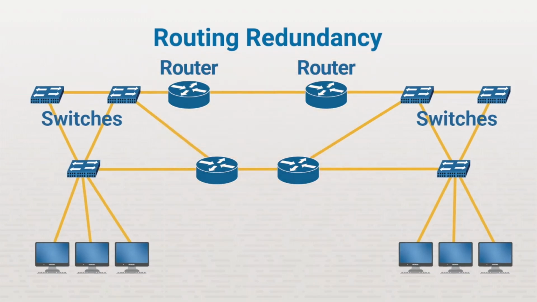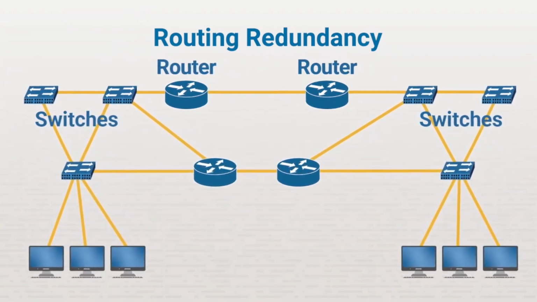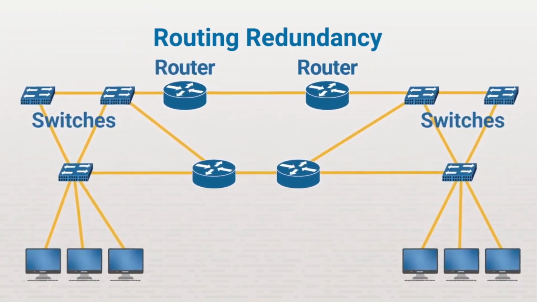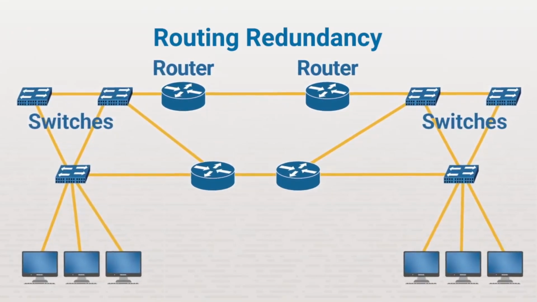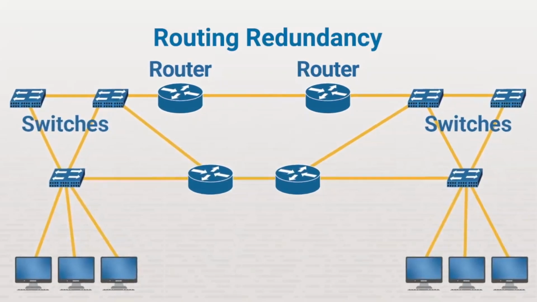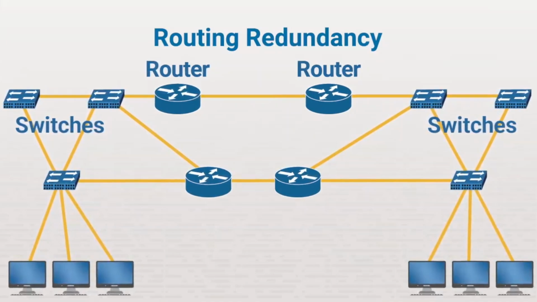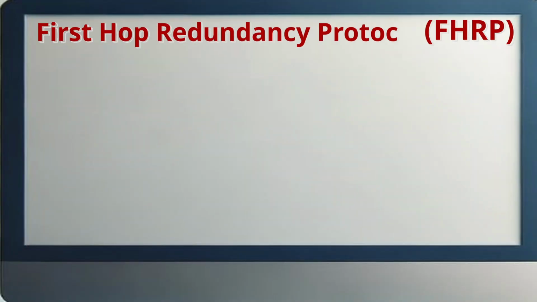This creates a problem though, because each computer can only be configured with one IP address for its default gateway. If one of these routers failed, each host and its subnet would need to be manually reconfigured to a new default gateway router address. And that process would be a very time-consuming headache. To get around this problem, we use dynamic routing protocols.